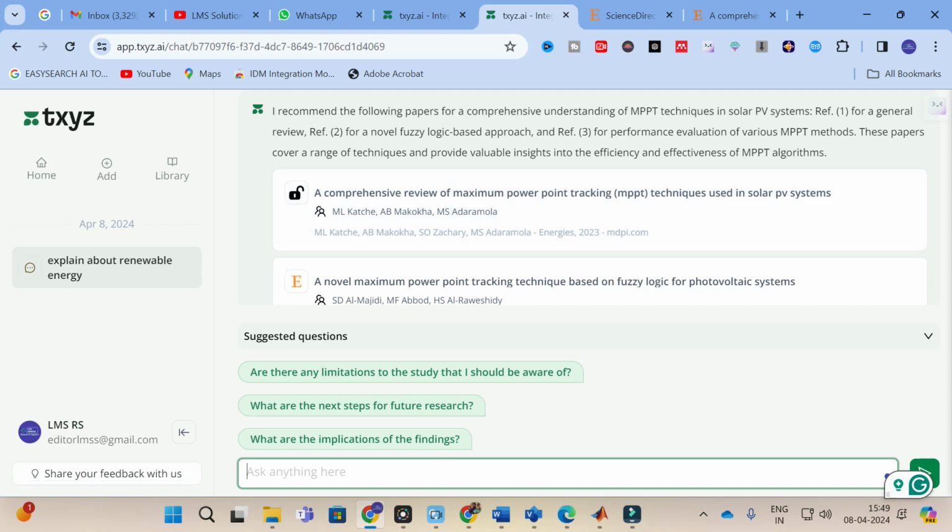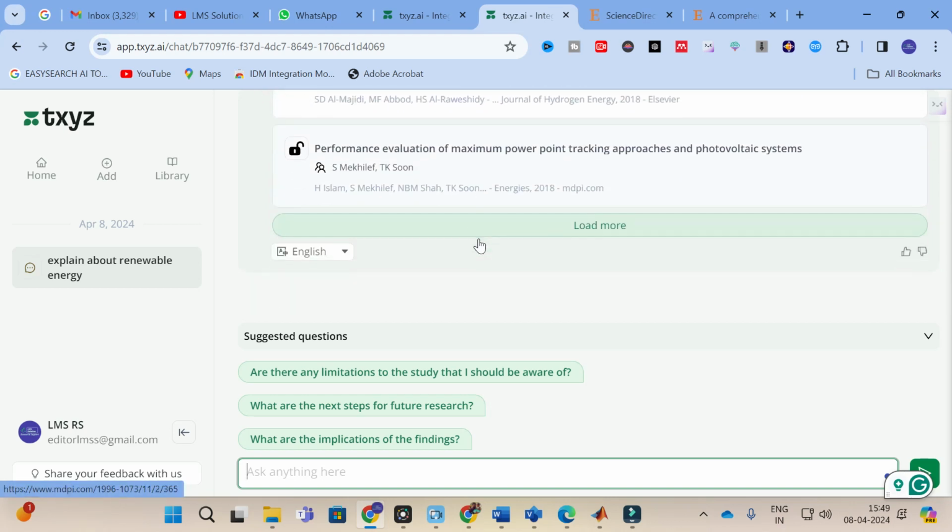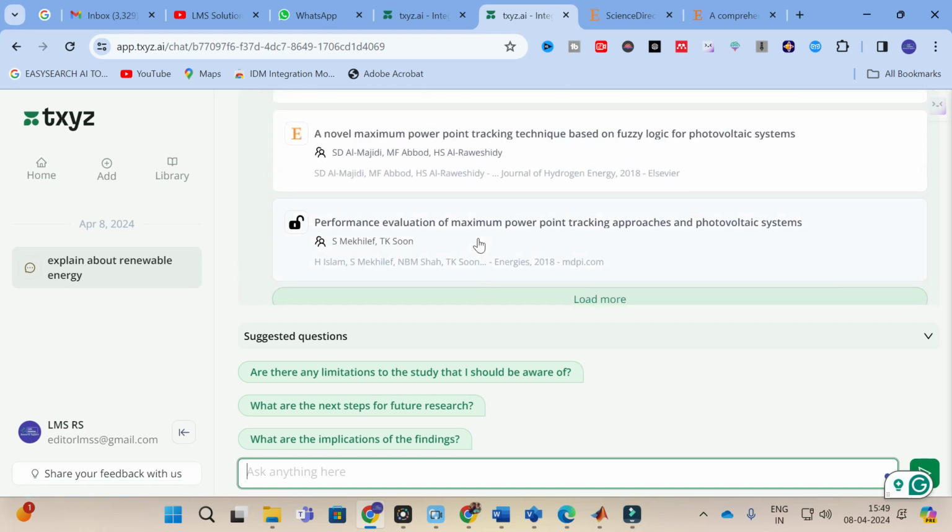Next one, for a novel fuzzy logic approach. Next one is performance evaluation of various MPPT methods. Like that, the most relevant research papers related with our input prompt will be generated here. So this txyz is a better search engine and AI chatbot to generate answers for us. For a common answer, you can give an input prompt like that, for example, explain about renewable energy. Whatever you want you can ask.